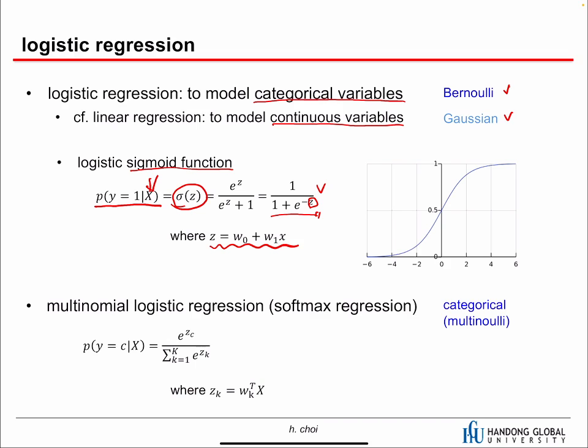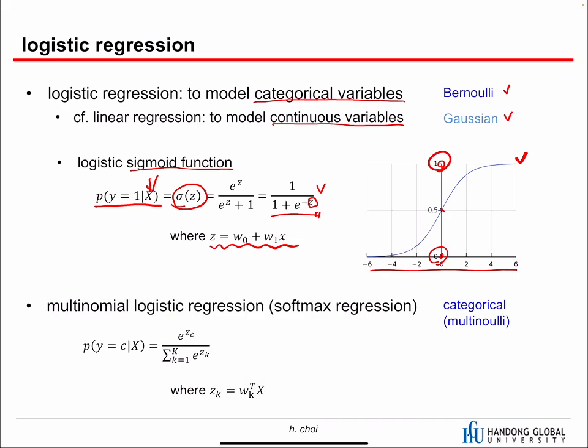And the sigmoid function looks like this. As you can see here, this one is input. The range goes from negative infinity to positive infinity, but the output goes from 0 to 1. And if the output is greater than 0.5, then we can say this belongs to class 1. Otherwise, it belongs to class 0. Okay, this is binary classification.